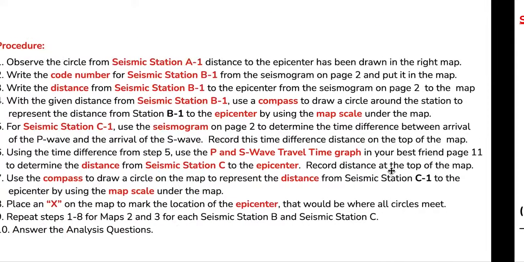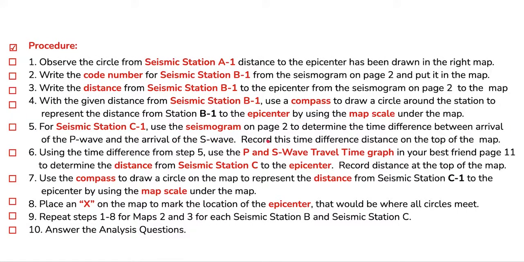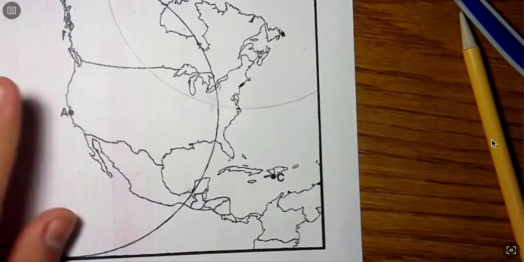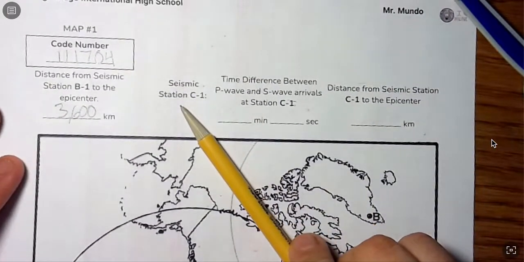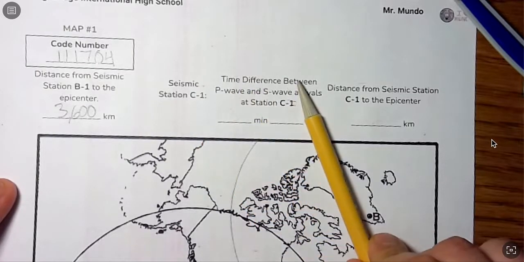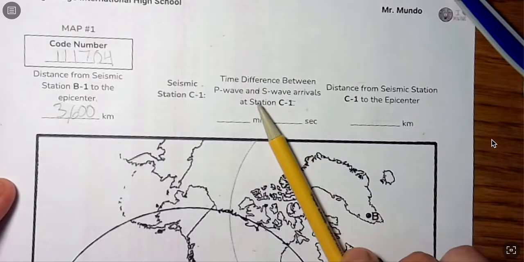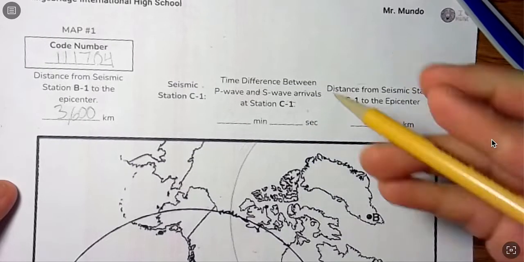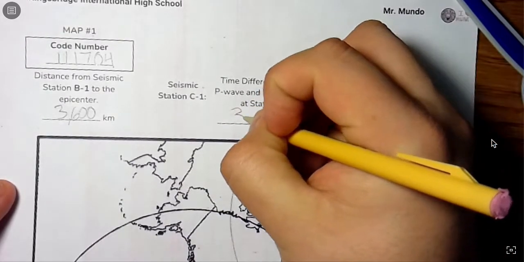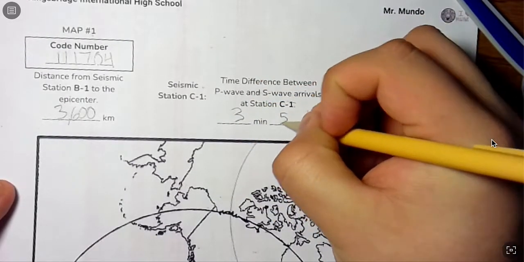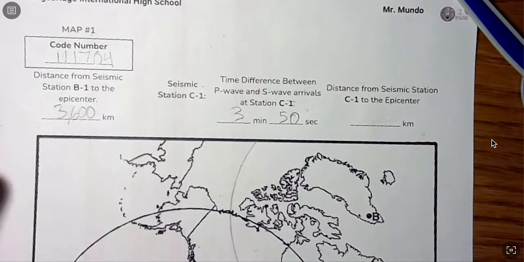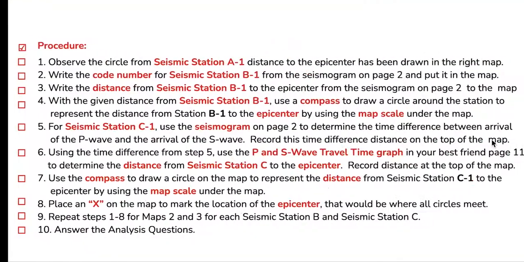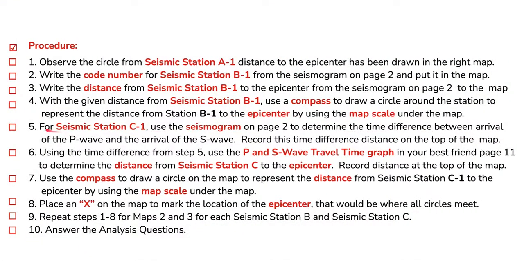So now that we have this, coming back to the instructions, it says to record the time on top of the map. So when we're back here with the map, notice that at the top now it says for station C, the time difference between P wave and the S wave should be 3 minutes and 50 seconds. And that is exactly the number that we just came up with because of our definition. So we're basically done with this step number 5.